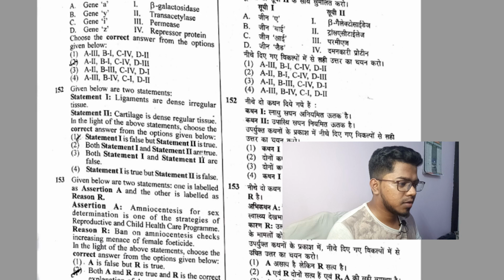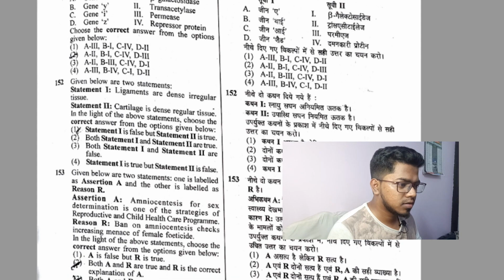Both statement 1 and statement 2 are true. Both statement 1 and statement 2 are false. So ligaments are dense irregular. Yeah, I think this is correct. He has marked correct, option 1.